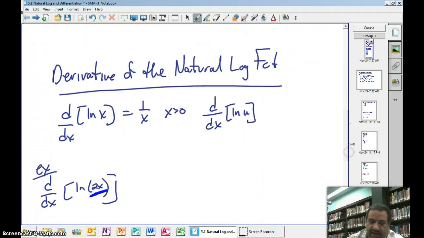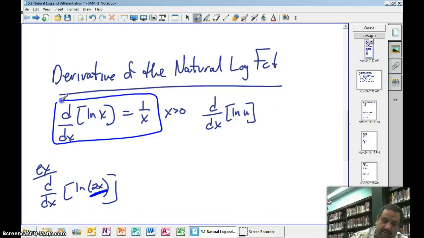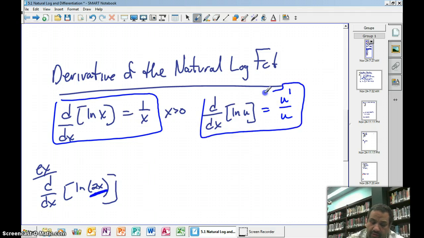Going down, derivative of natural logs. When you derive that, I just told you in the beginning that the derivative of natural log is 1 over x. However, x has to be greater than 0. The derivative of the natural log of u, meaning u being an expression, is just going to be u prime over u. So you take the derivative, you put it on top, you take u, you put it on the bottom. Done. Those two formulas are waiting for you to be used.